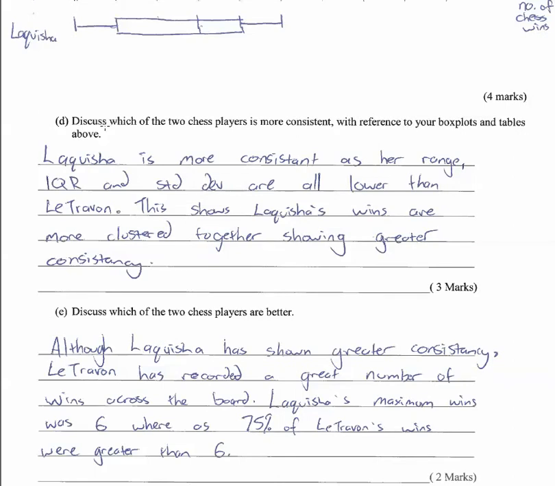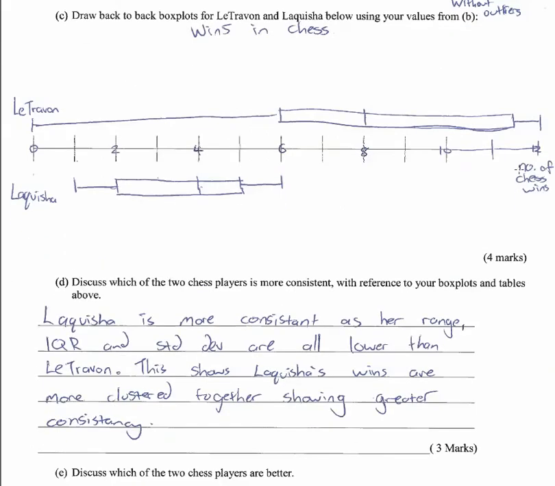So here the question gets you to look at the two players and which one's more consistent. The way you look at which one's more consistent is you have a look at the range of the box plot. So you can see that player 1 has a range of 12, whereas player 2 has a range of 5. Also you can look at the IQR. The first player has an IQR of 5.5, whereas the second player only has an IQR of 3.